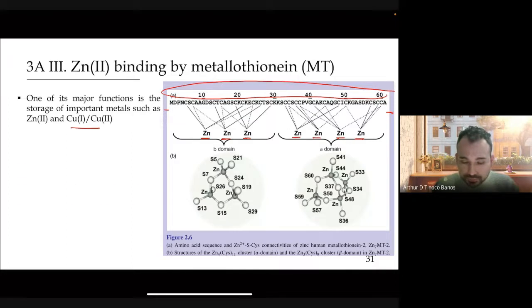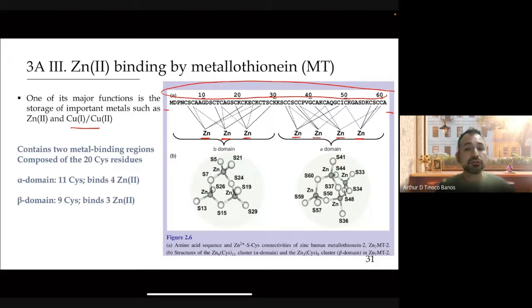What happens is you have two types of metal binding domains. You have the alpha domain, depicted here, which consists of 11 cysteines interacting with 4 zinc ions. And then you have the beta domain here, where you have 9 cysteines interacting with 3 zinc. All right, so let's look at that. You have the alpha domain, with 1, 2, 3, 4 zincs, and then the beta domain, 1, 2, 3 zinc. All right, so that gives us a perspective.